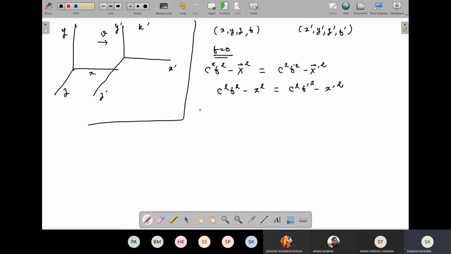Clear? Suppose I consider, by making an analogy with the rotation, that x equals x prime cos hyperbolic of some angle phi plus c t prime sine hyperbolic phi, and ct equals x prime sine hyperbolic phi plus ct prime cos hyperbolic phi. Okay.